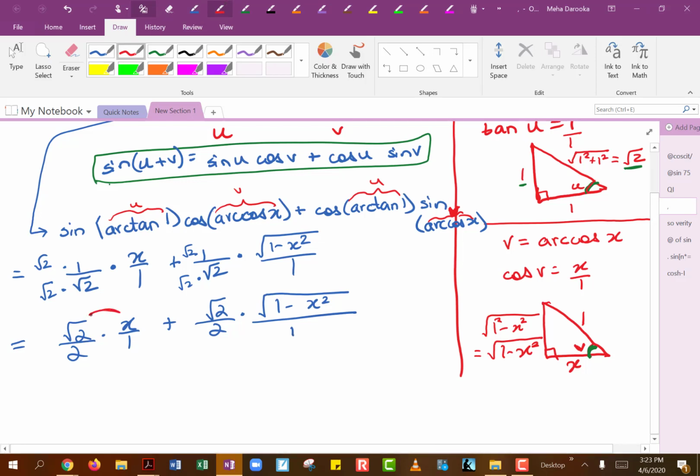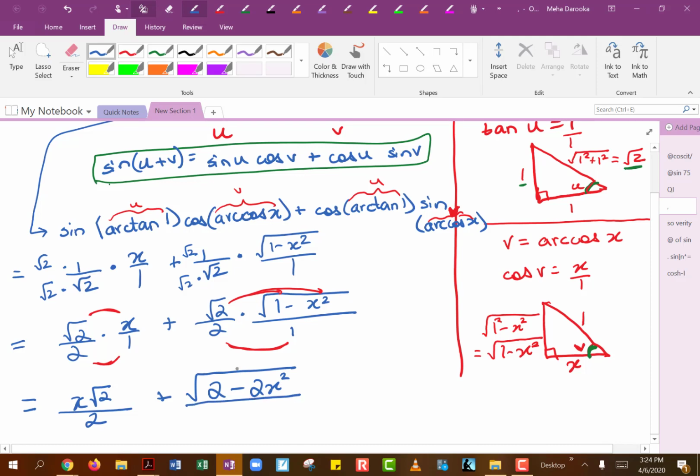So multiply your numerators, multiply your denominators, and that will come out to be x times square root of 2, and then 2 times 1 on the denominator, plus in here you will actually need to distribute this square root of 2 inside the square root of 1 minus x squared, and then just multiply the denominators, and this will actually end up giving you square root of 2 minus 2x squared, and then 1 times 2 on the denominator will be 2.